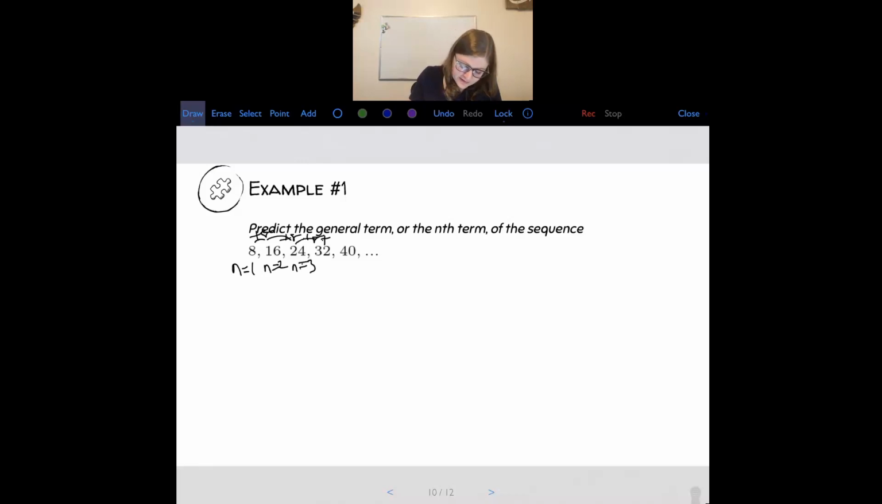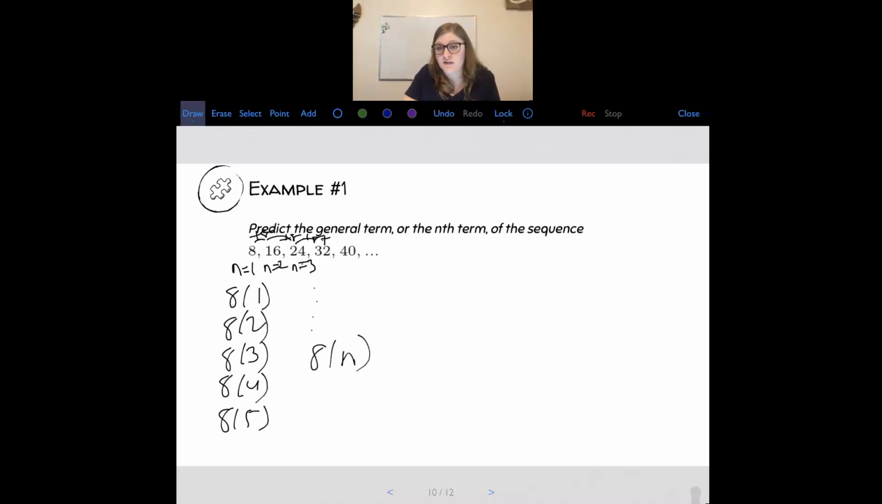Okay, and if you notice, the first term is 8 times 1. The second term is 8 times 2. The third term is 8 times 3. The fourth term is 8 times 4. And the fifth term is 8 times 5. So if we carry this on, the next term is probably going to be 8 times n. So our general term here, what we're predicting, is 8n.